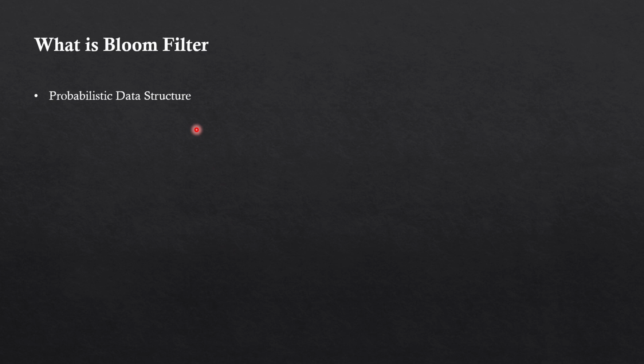So that was for counting: count min sketch is for counting how many times an element is repeated, with a minimum number of times. So you can check that out. That is another probabilistic data structure.